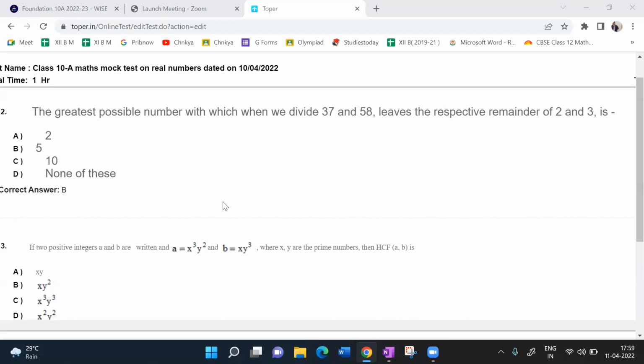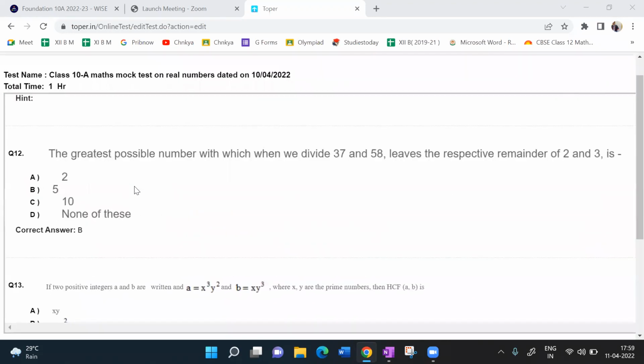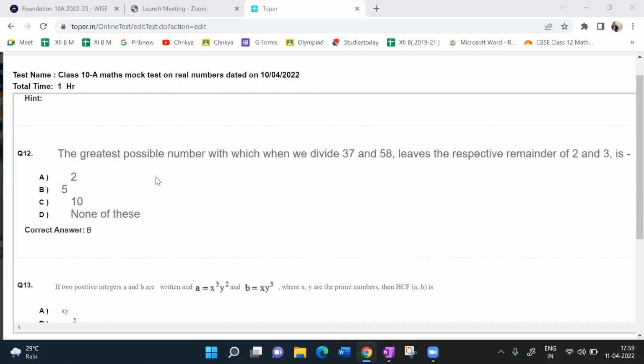The greatest possible number which when we divide 37 and 58 leaves the respective remainders. The greatest possible number. What we have to do here again? Tell me how to solve this. So 37 minus 2 and 58 minus 2, and the HCF will be 5, sir. Same procedure, guys. Any doubt, girls?